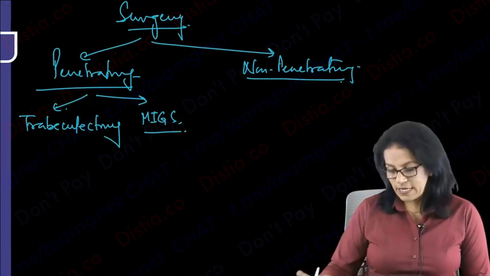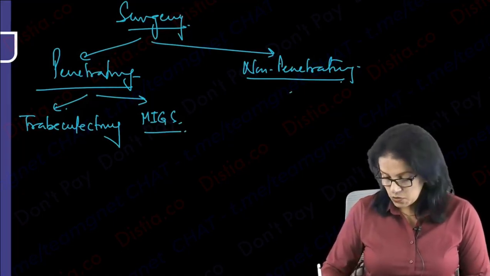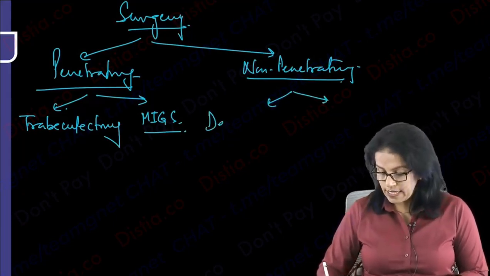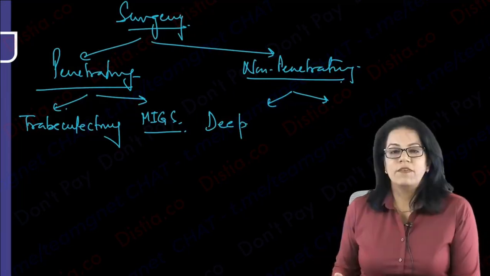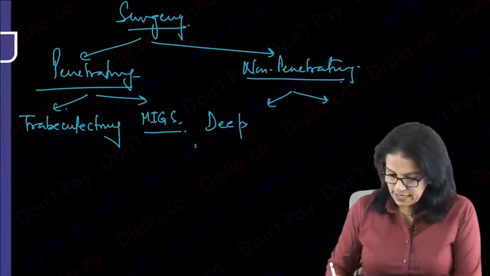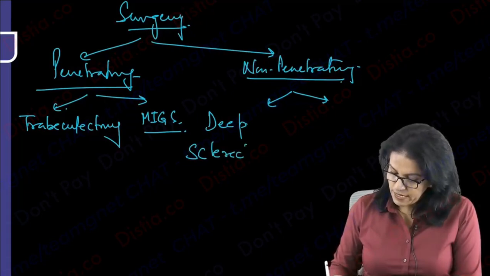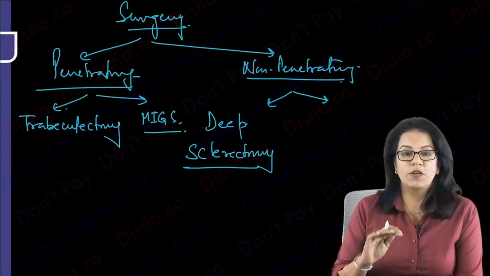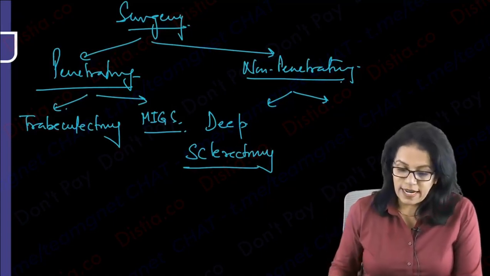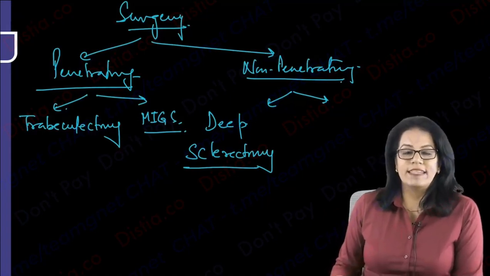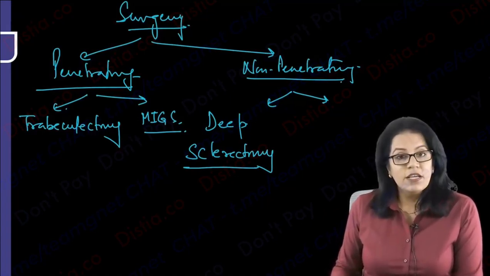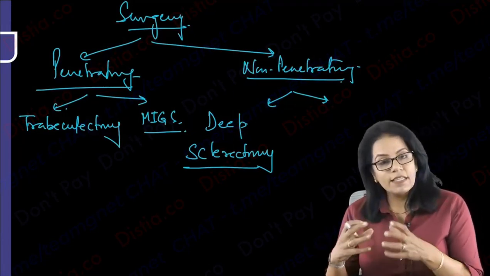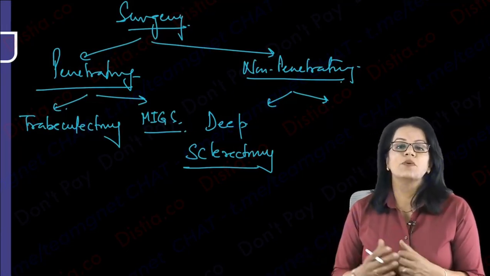Coming to non-penetrating, we can learn like this, two main things that you have to know. In non-penetrating, one method is called deep sclerectomy. When you say deep sclerectomy, what this means is we are making two scleral flaps. We will remove the deeper one, but not the superficial. So it's like not entering the anterior chamber directly. Second, you can just dilate the Schlemm's canal through viscoelastic.